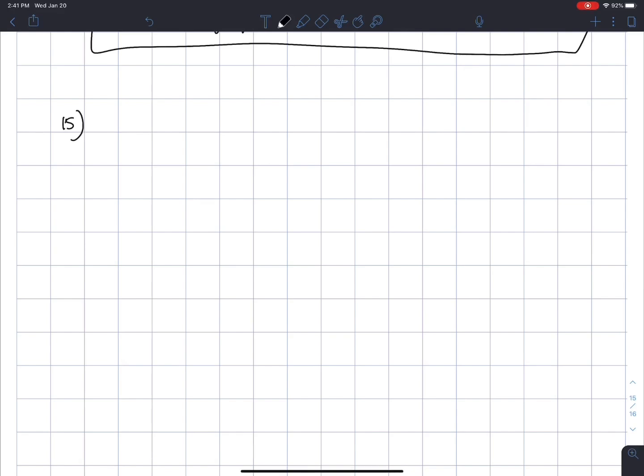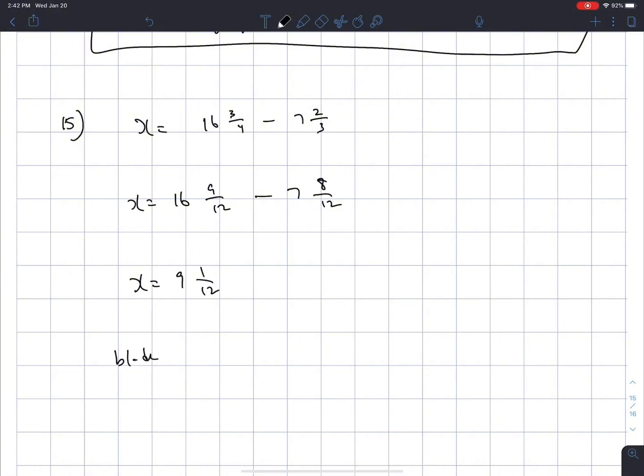15. A 16 and 3/4 cm knife has a handle that is 7 2/3 long. How long is the blade? Well, it would just be the total length minus the handle, right? I'll probably just keep them in expression, I think it's easier. 9/12 minus 7 and 8/12. And then now I can easily subtract them. 16 minus 7 is 9, and 9 minus 8 is 1. So the blade is 9.5 centimeter long.